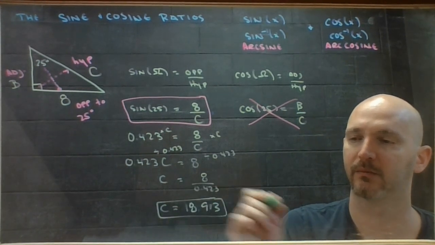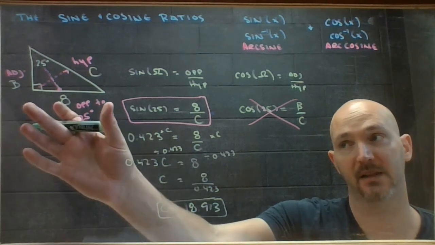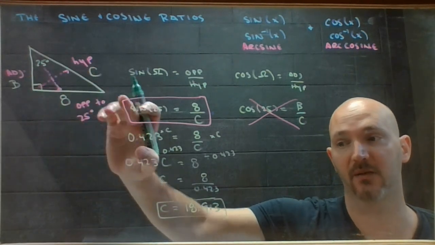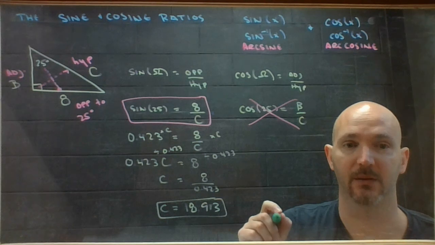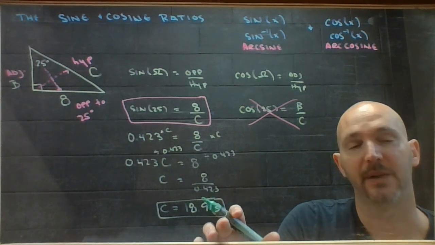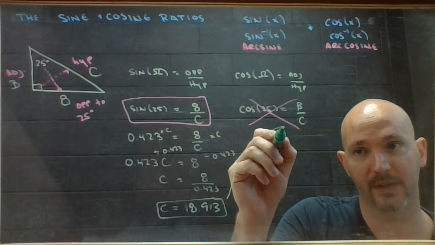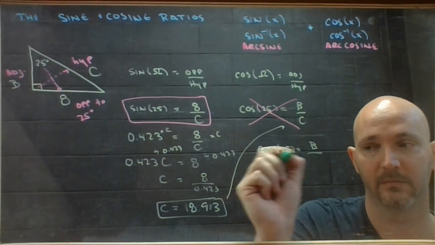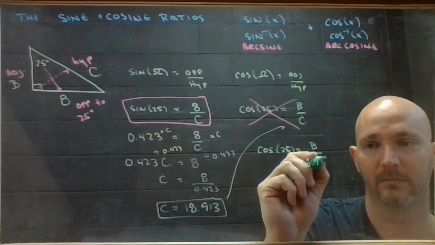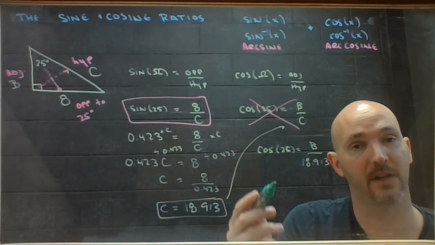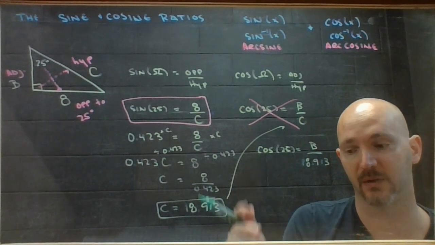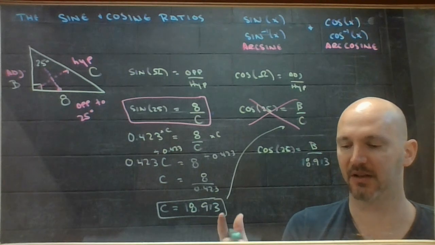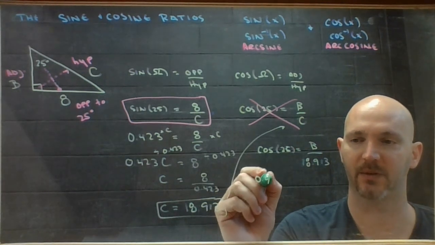So the only way for this side to be 8 and this angle to be 25, and this angle to be 90, is if the length of the hypotenuse is 18.913 units. Now that I have that, I could fill that in here. And now I have enough information to actually use this ratio. So I can take cos 25, which gives me 0.906. I round to 3 decimal places.